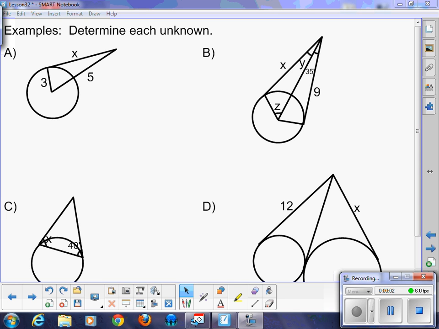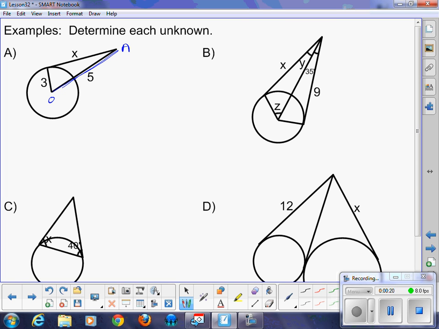All right, welcome back, and now let's put some of these into action here. So, some of the examples, want to find the unknowns. So, in the first one, I want to find x. Well, how do you find x? Note that this goes to center to a point. This line here is not a tangent, so we can't use the two tangents being equal.